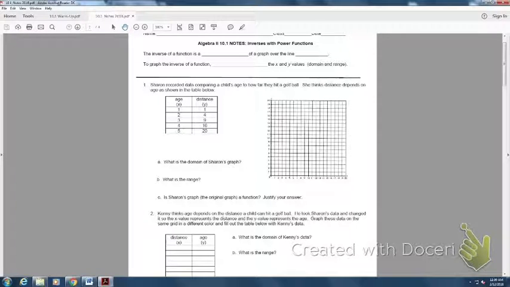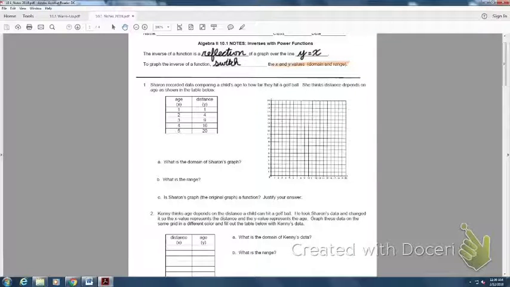The inverse of a function is a reflection of a graph over the line y equals x. To graph the inverse of a function, switch the x and y values, also the domain and range. Make sure that you understand that part of it.